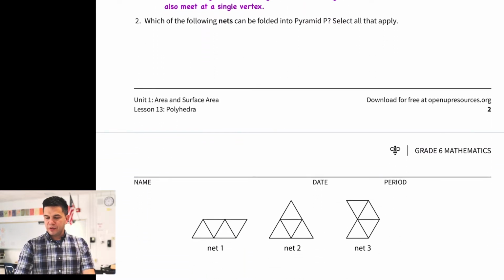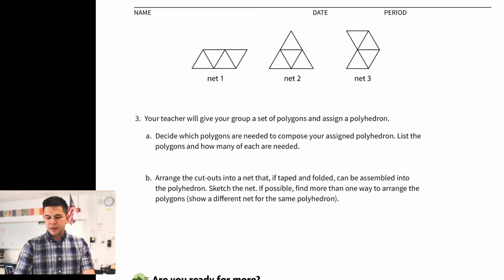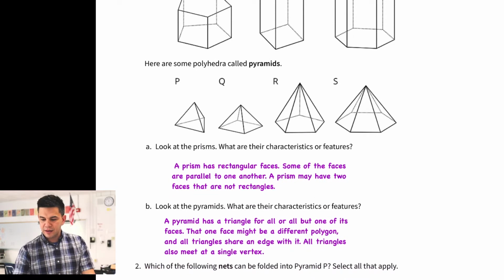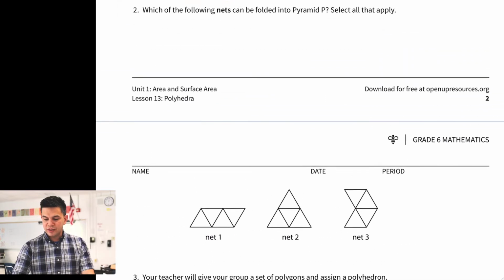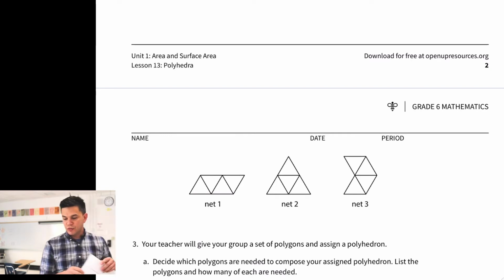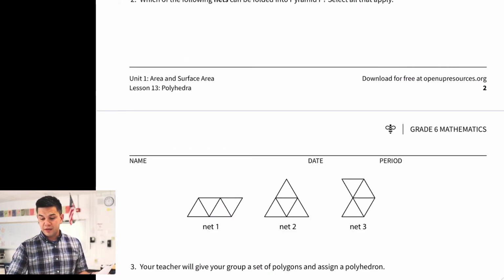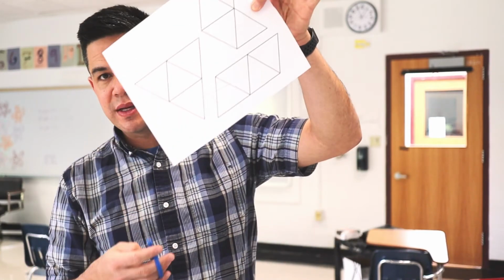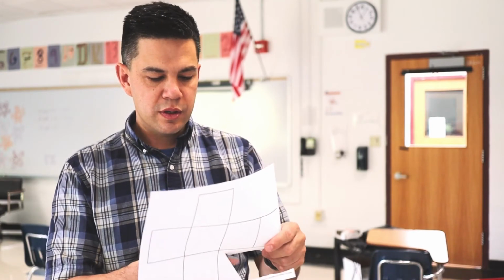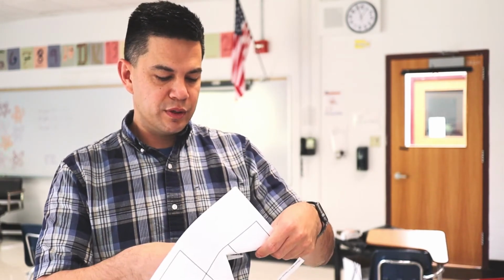Which of the following nets can be folded into pyramid P? Okay, so pyramid P looks like this. And we have a series of nets, 1, 2, or 3, and we have to decide which one of those we can turn into pyramid P. So I actually have these nets. This is called a net. I have them all printed out here. I'm going to cut these out, and if we fold these in such a way that we can get that pyramid, then we're going to be in pretty good shape.